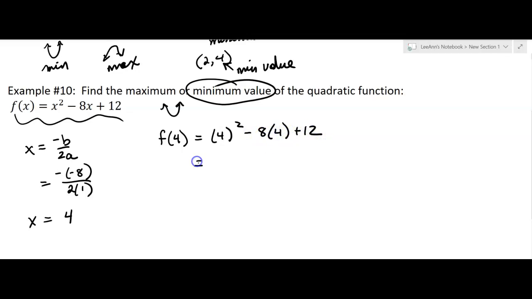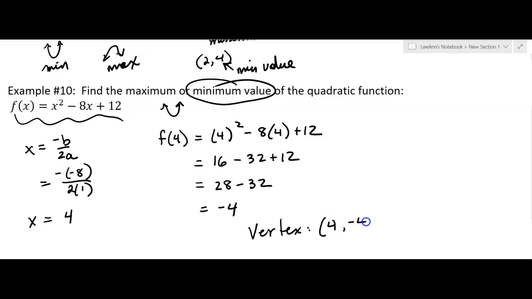And sometimes these numbers get really large or really small. That's okay. We have a calculator. So 16 minus 32 plus 12. So what's that? 28 minus 32. So I'm getting a -4. So not too big of a number or too small of a number. So the vertex, they don't ask for the vertex, but the vertex is at (4, -4).